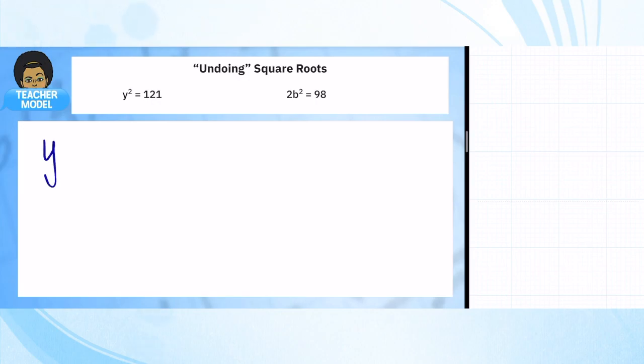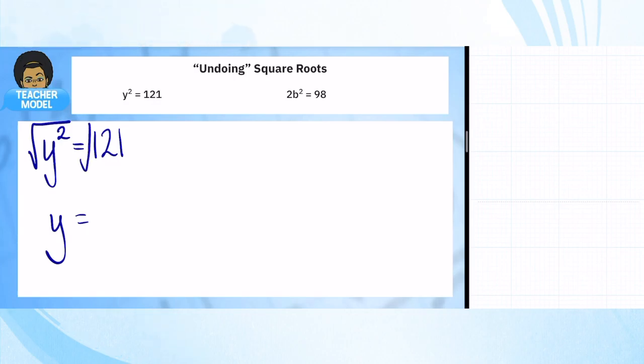And here we have y squared is equal to 121. We know that y squared is the same thing as y times itself. So in order to isolate that variable, to get that y by itself, which is what we want, just one y, that's our goal, we can use a square root symbol. That's going to tell us what times itself, giving us that base of y.